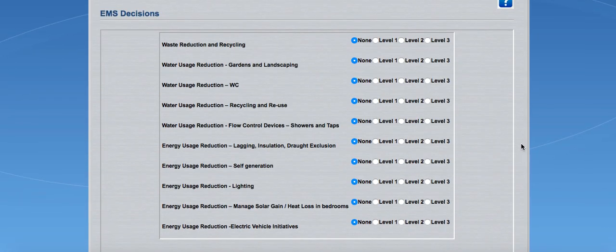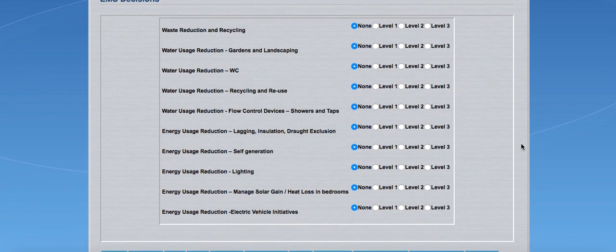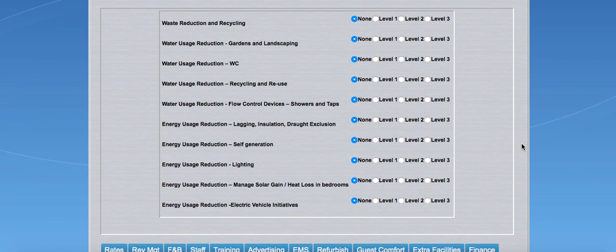Moving along to EMS. Now EMS stands for Environmental Management System. That wouldn't quite fit on the tab at the bottom of the screen, so we had to shorten that slightly. This is where you can bring any green or eco credentials that you wish into your hotel. Now when you take over the management of your hotels, you'll notice that the previous management were not very friendly to the environment at all. So they've selected none. So there's none for everything. We have no environmental policies here at all.